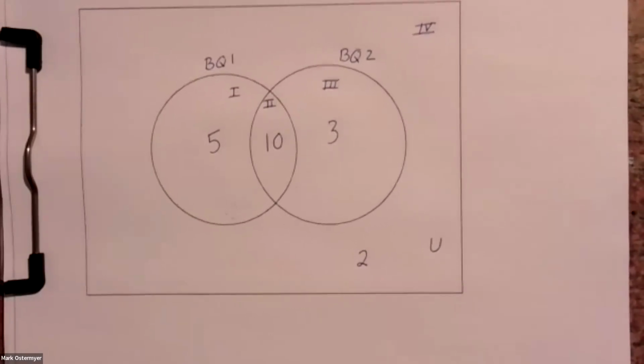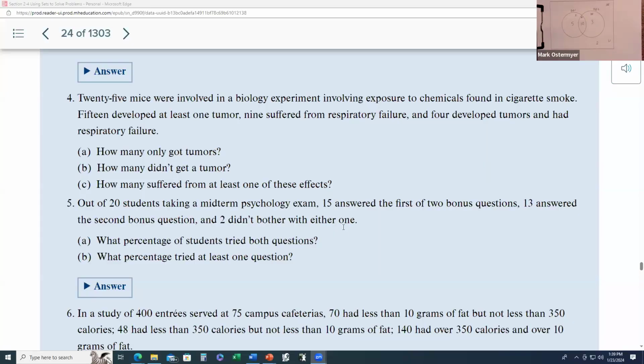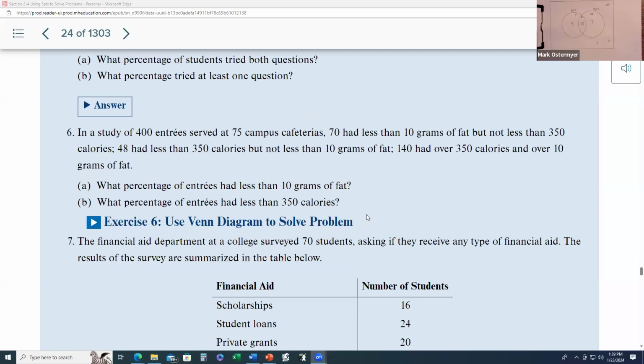I don't like that question. I'll tell you what, let's abandon it. I don't like the way it's worded. I think it's very confusing, and I won't give you one like that on something like Alex or anything. So don't worry about that. Okay. Now, number six.